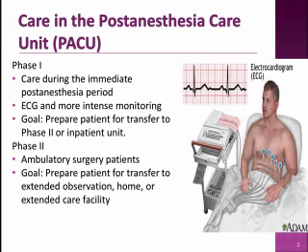Three phases of post-anesthesia care provide different levels of care depending on the wide variety of patients' needs, including types of surgeries, surgical settings, and levels of anesthesia. How patients move through the phases of care in the PACU is determined by their condition. Phase 1. Care during the immediate post-anesthesia period, ECG and more intense monitoring. The goal is to prepare the patient for transfer to Phase 2 or an inpatient unit. Phase 2. Ambulatory surgery patients, and the goal is to prepare the patient for transfer to extended observation, home, or an extended care facility.